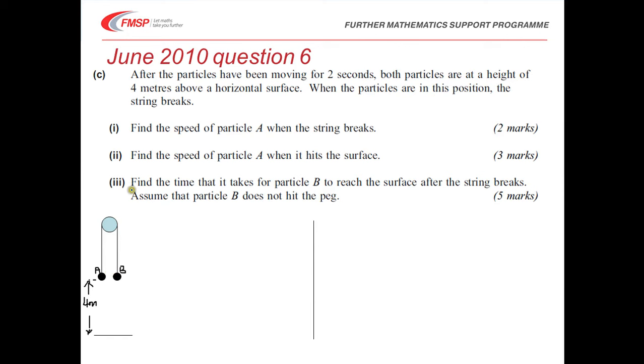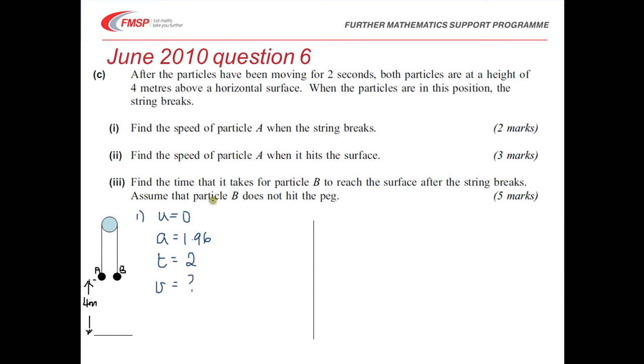So don't forget, we know from the very beginning that the whole system was released from rest. So that told us that the initial speed u was equal to 0. We've just found, when we did part A, that the acceleration of this system was 1.96, and what we want to find is the speed of the particle when the string breaks. So that was after 2 seconds, so we need to find v there.